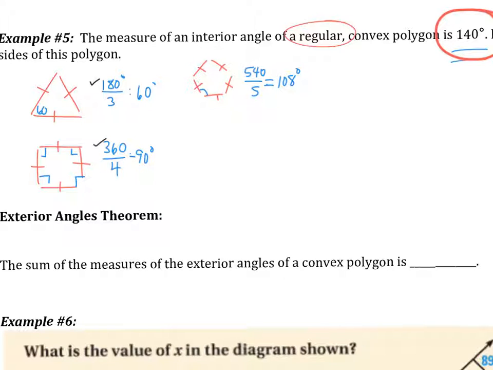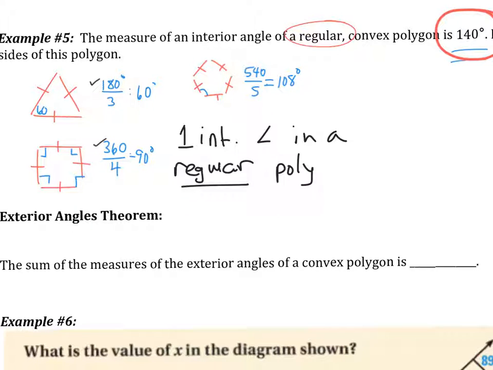All right, so here's the idea. If I want to find the measure of one interior angle in a regular polygon, the key here is regular polygon. INT is short for interior, okay? The formula is the sum, n minus 2 times 180, divided by n, the number of sides or the number of angles, okay? So think about what we just did here. 180 is the sum of the angles for a triangle. We divided it by 3 angles. 360 is the sum of the angles for a square.